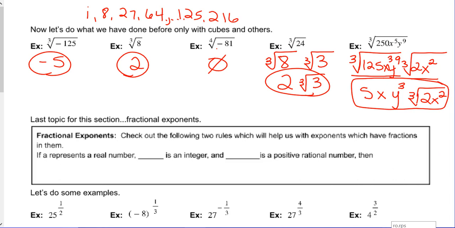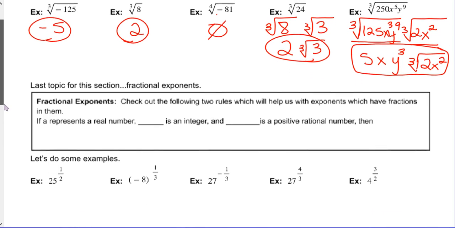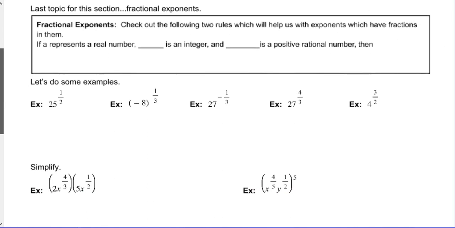Okay? All right, one more little concept, and then we'll kind of put it together with some law of exponents. And this is fractional exponents. When you get into higher math, sometimes it's much easier to deal with fractional exponents than it is with all these radicals. And so a lot of times in calculus, you'll use fractional exponents and etc. So check out the following 2 rules, which will help us with exponents which have fractions in them.